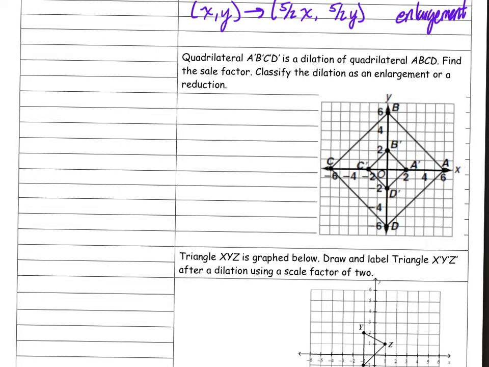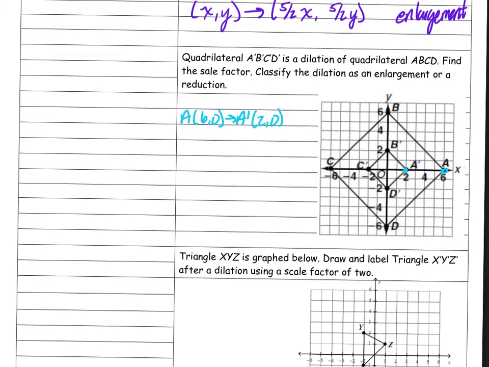So how you do this is you find 2 points. You use the A and the A prime, the B and the B prime, the C and the C prime, the D and the D prime. I try and find an easy one. In this particular case, they're all fairly easy. So I'm going to choose A and A prime. Okay? So I know that A, where's A at? A is at 6, 0, which goes to A prime, which is at 2, 0.